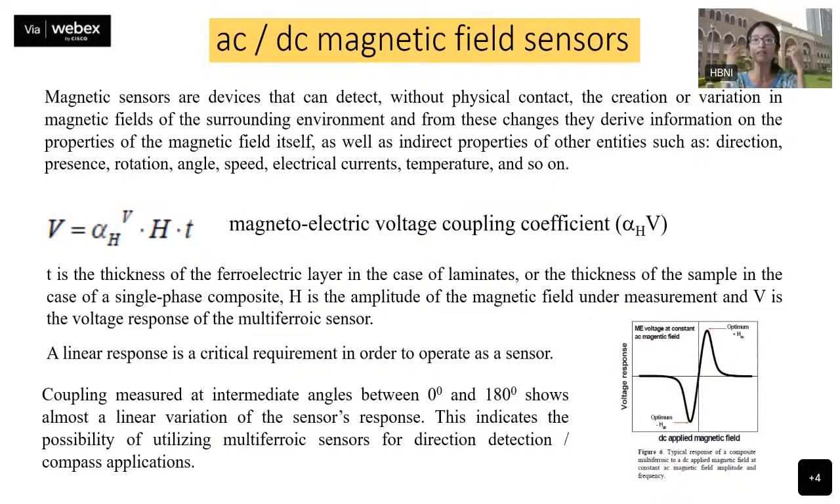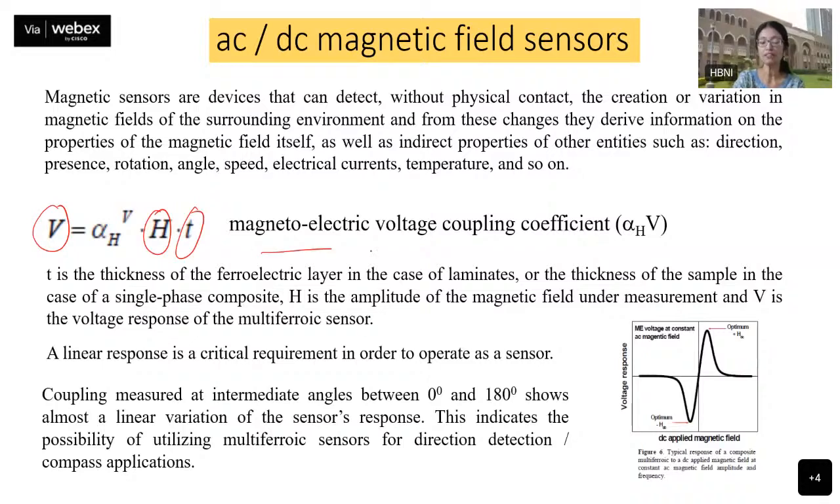So what does a multiferroic sensing element do? If you are using a multiferroic material as these kind of sensors, the voltage response of the multiferroic sensor, which is V, is given as V = α_H × H × t. What is this H? H is the external magnetic field applied. t is the thickness of your ferroelectric layer in the case of the laminates.